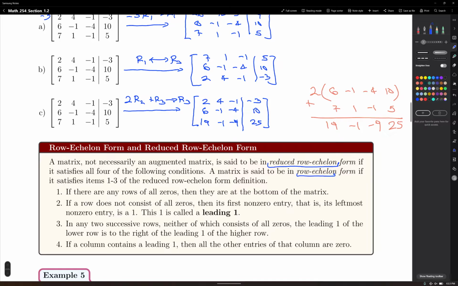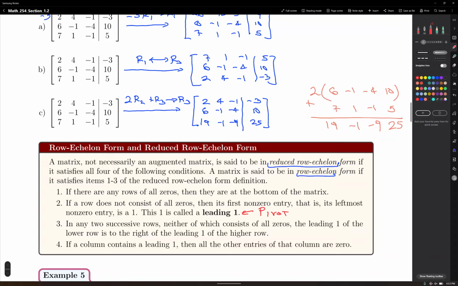Okay, so what are those conditions? Number one, if there are any rows of all zeros, then they are at the bottom of the matrix. Number two, if a row does not consist of all zeros, then its first non-zero entry, that is the leftmost non-zero from left to right, must be a one. And that's what we call a leading one, or sometimes we call this a pivot, right? That's our pivot or our leading one.